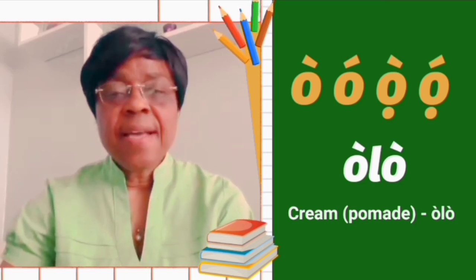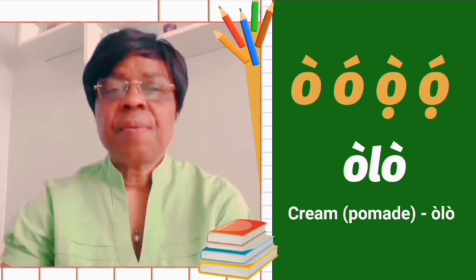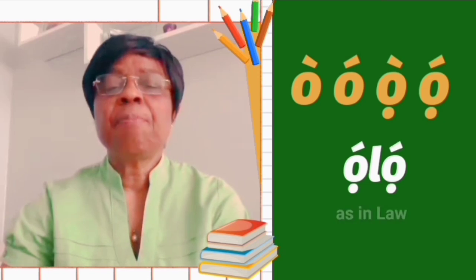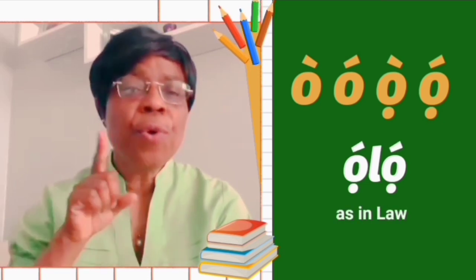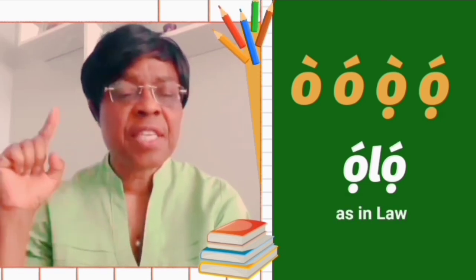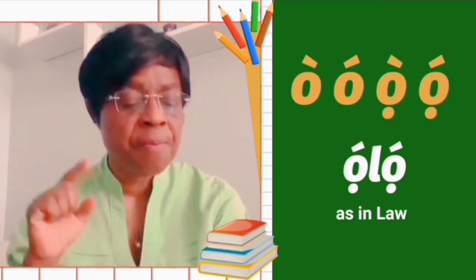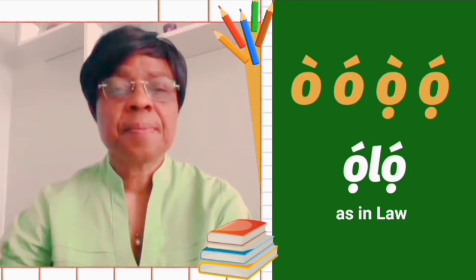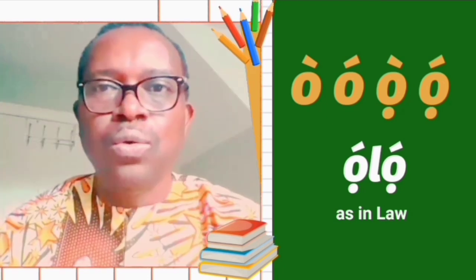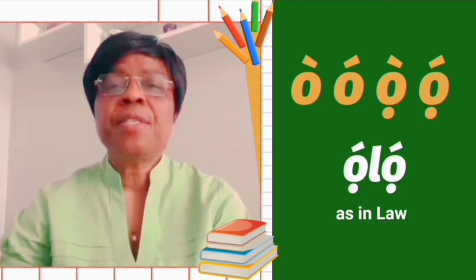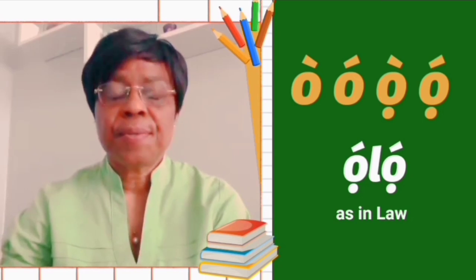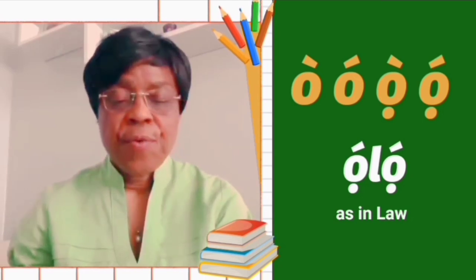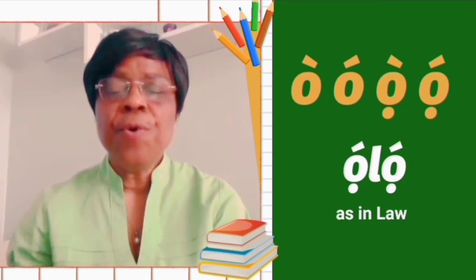And rising diacritics on the letter O. A good example would be Oloko. The diacritics are going up. Your tone of voice is going up for all the O there. Oloko, can you say that? Oloko means law. So falling example, Olo, rising example, Oloko.